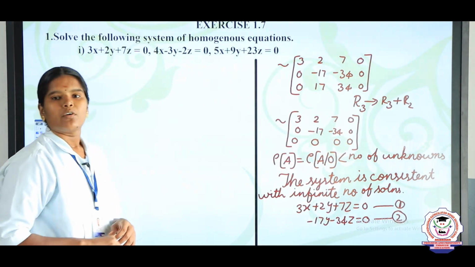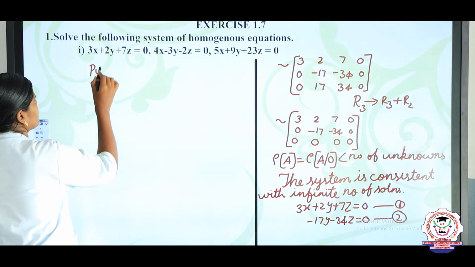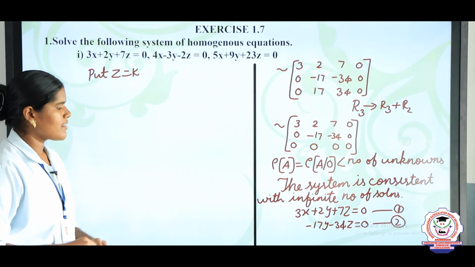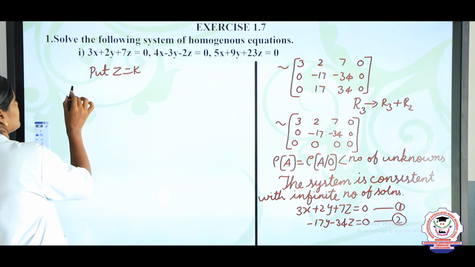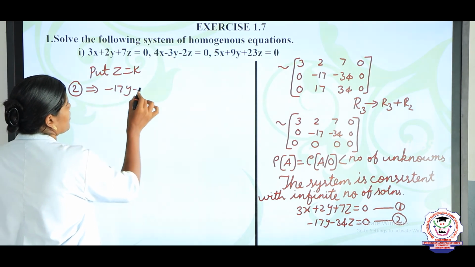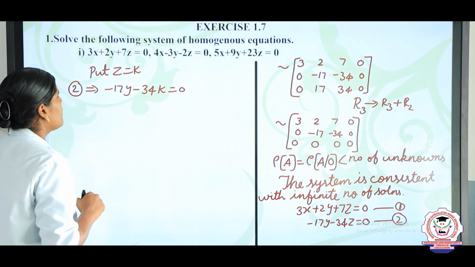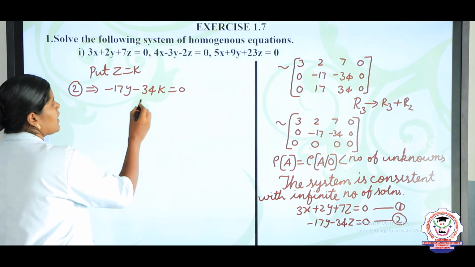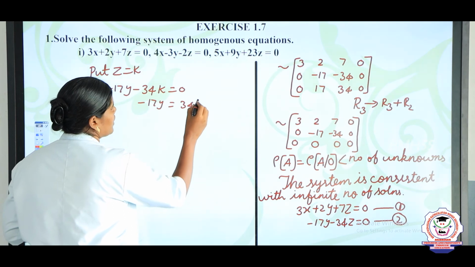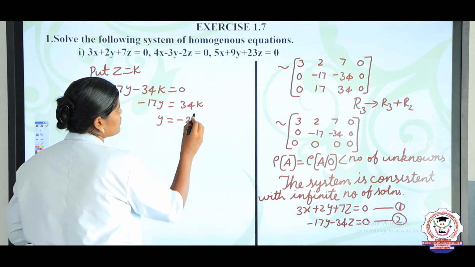So, I am going to put z is equal to k. Equation 2 is minus 17y minus 34z. So, from 2, minus 17y minus 34k is equal to 0. So, we take this 34k to the opposite side, then we get minus 17y which is equal to plus 34k. So, we get the value for y, that is equal to minus 2k.